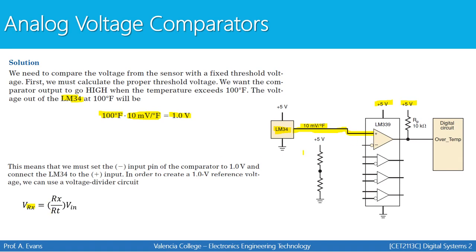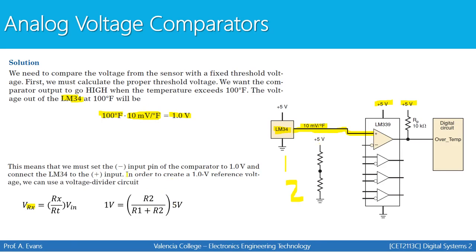In this case, what we want to do is take this 5 volts and divide it so that we get a 1 volt signal across R2. This is R1 up here, and this is R2 here. I want to create a voltage divider that'll give me a 1 volt signal across R2. So, in order to do that, I'd have to have 1 volt equals the resistance of R2 divided by R1 plus R2 times the 5 volts going in.